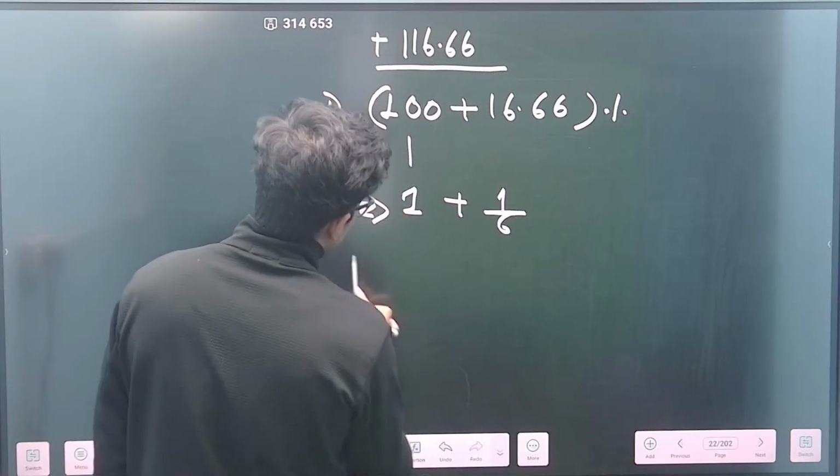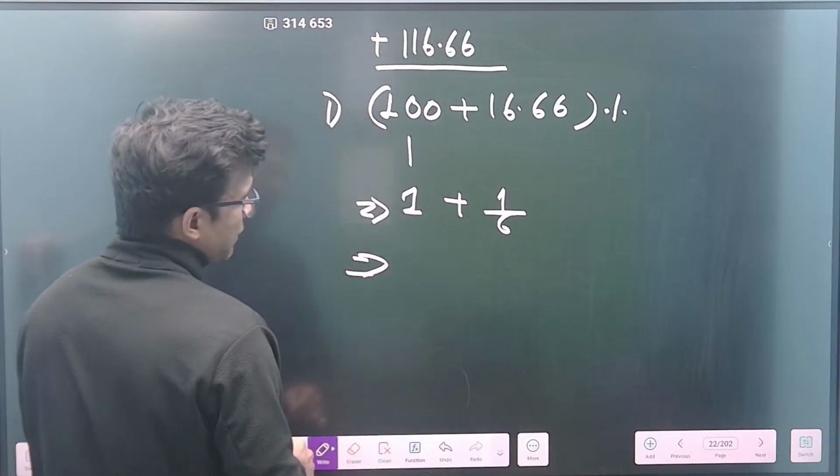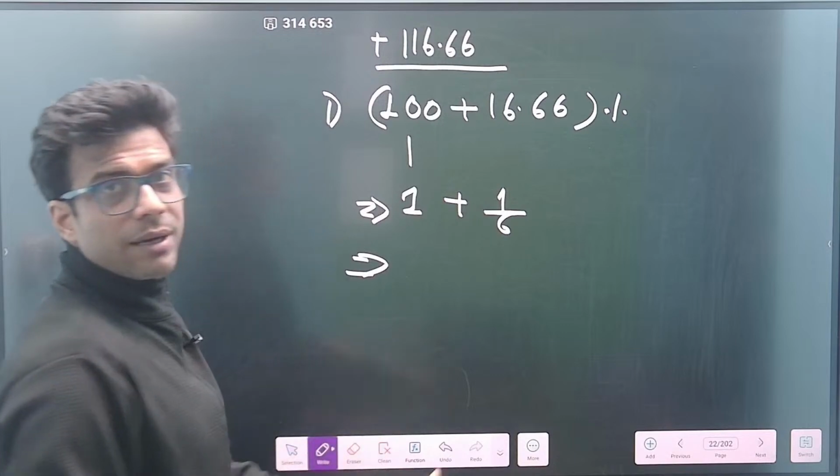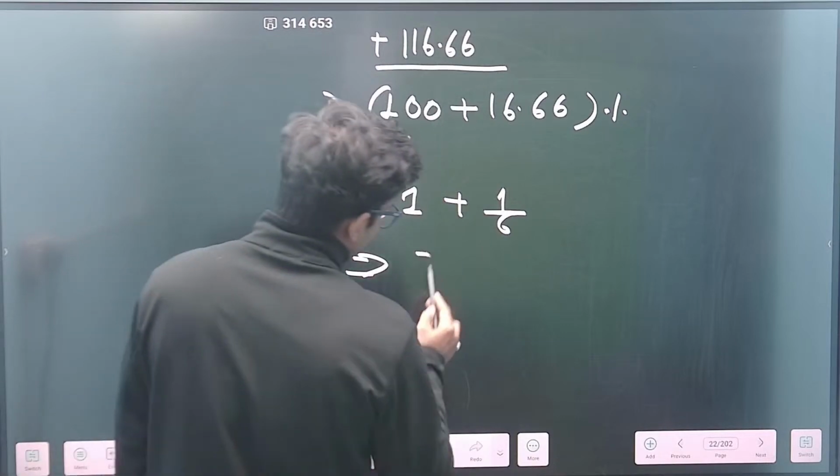So I need to figure out what? I need to figure out 1 plus 1 by 6. Correct. So 1 plus 1 by 6 is basically 7 by 6. So I'll write down 7 by 6.